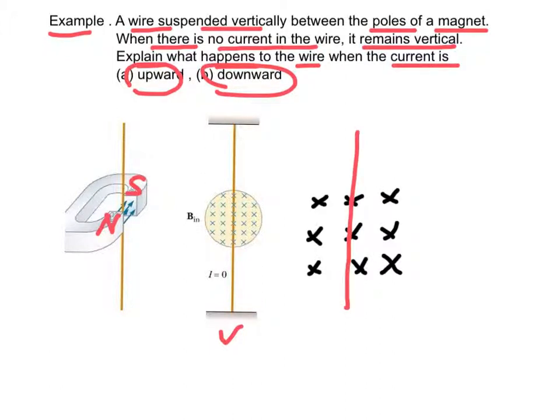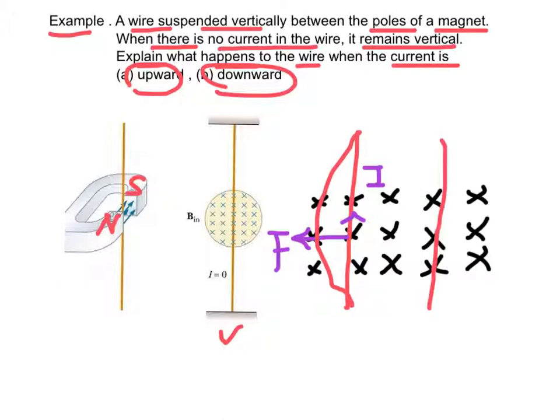In case A, if current is upward, by using the left-hand rule, there is a magnetic force acting on the wire which is towards the left. Therefore, the wire will bend towards the left as shown. For case B, if the current is now downward, by using the left-hand rule, the direction of magnetic force acting on the wire will be to the right. Hence, the wire will bend towards the right.